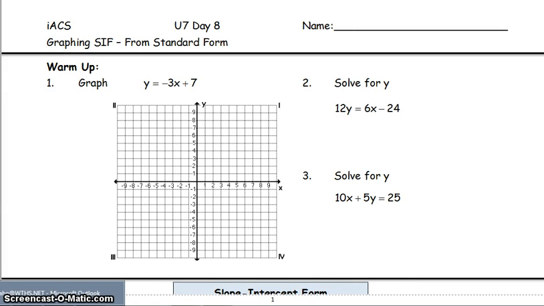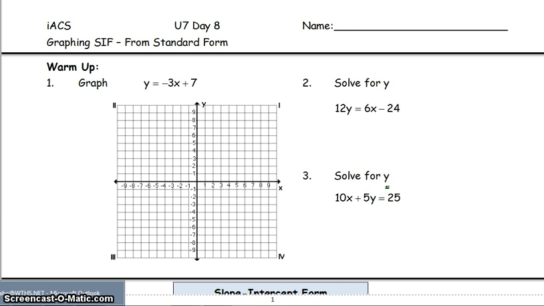Alright, I want to make sure you try these warm-up problems before you actually watch the rest of this video. If you haven't tried them yet, go ahead and press pause, try the problems: graph this line, solve this equation for y, then solve this equation for y, then come back and check your answers. So go ahead and press pause now and do that.